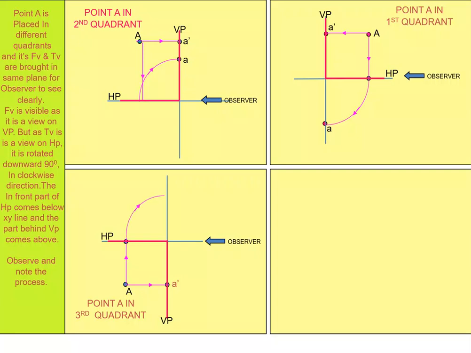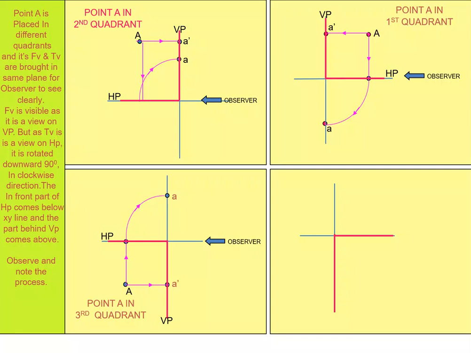So rotate it by 90 degree. We're going to get another point of A, that will be your point A and A dash. A is the top view, A dash is the front view. So always in the first quadrant and the third quadrant, the views would be in reversed positions. The top view will be above the XY line and the front view will be below the XY line. So next we'll go to the fourth quadrant.